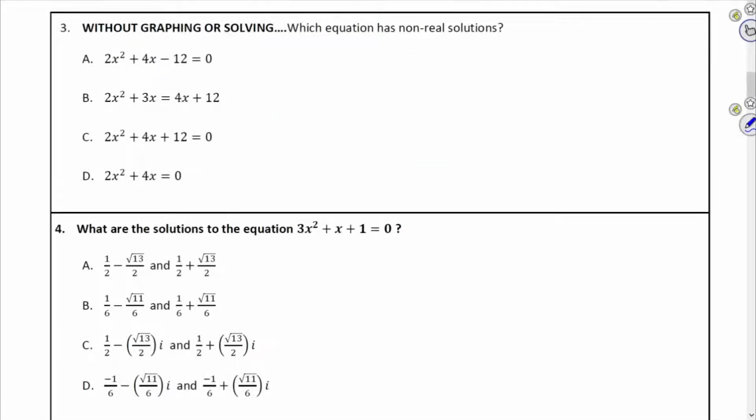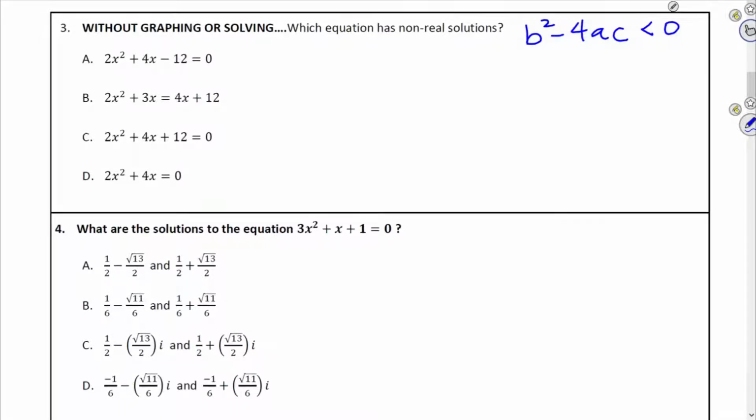Number 3, without graphing or solving, which equation has non-real solutions? Well, the way that we tell if an equation has non-real solutions without graphing or solving is by using what's called the discriminant. The discriminant is b squared minus 4ac. It's the thing inside the square root in the quadratic formula. And if that is less than 0, or negative, then we know that we have non-real solutions. So I'll basically plug these into the discriminant and see which one is negative.